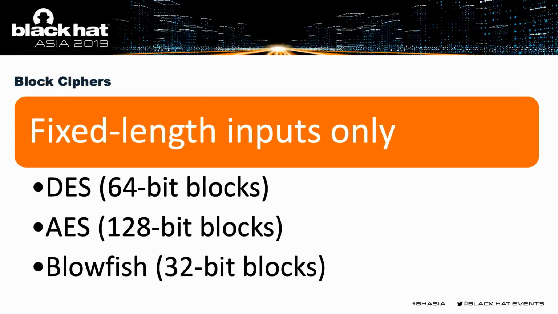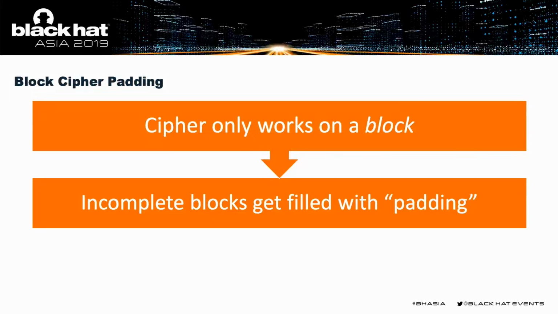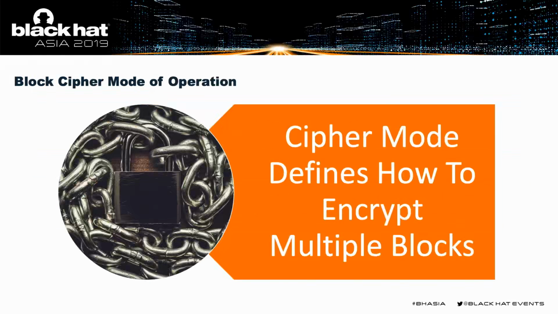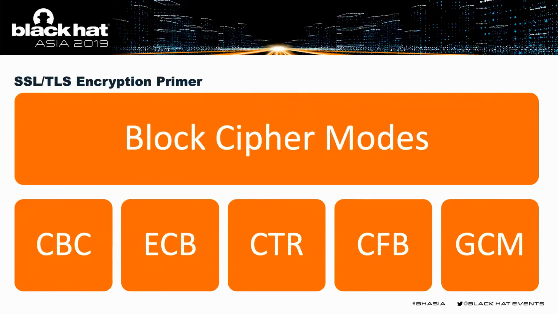And if you have less than a block, you're going to need to fill it with some extra data. That data is referred to as padding. When you have more than one block of data, however, you're going to need to define a mode of operation for the cipher. There are a few of these existing, CBC, ECB, electronic codebook, counter mode, but the one that we're focusing on today is CBC, or cipher block chaining.